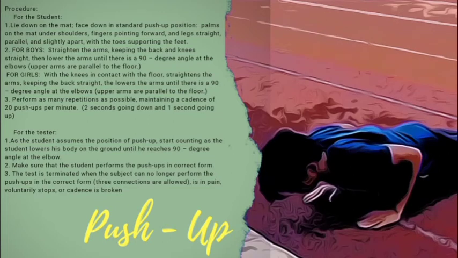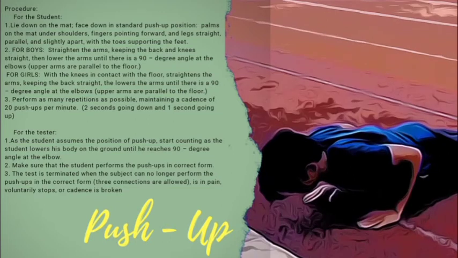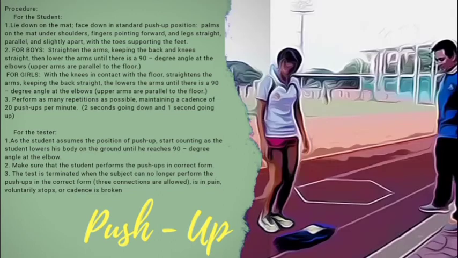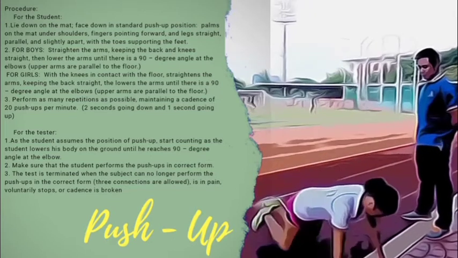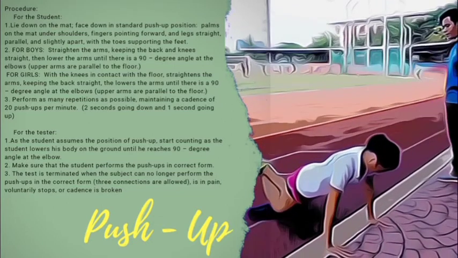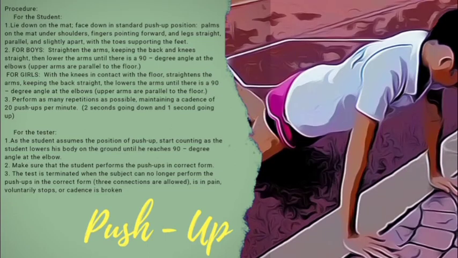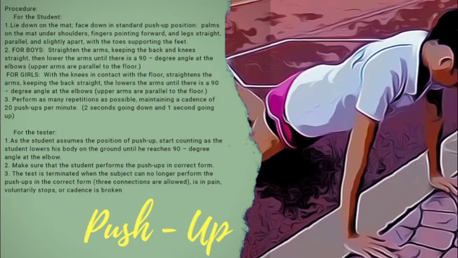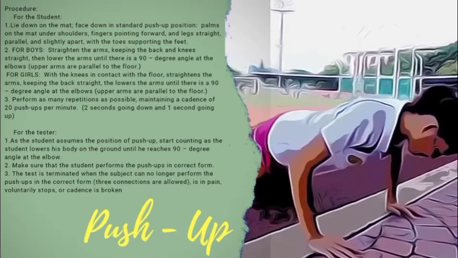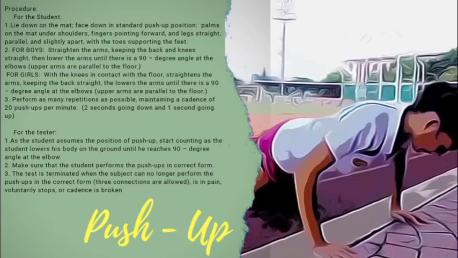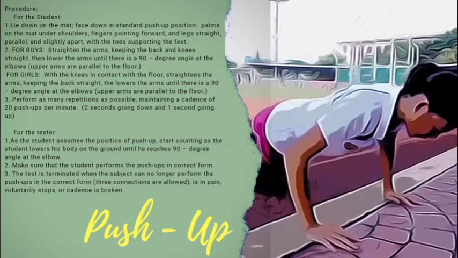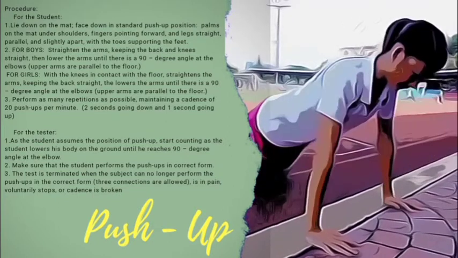Then lower the arms until there is a 90-degree angle at the elbows. Upper arms are parallel to the floor. For girls, with knees in contact with the floor, straighten the arms, keeping the back straight. Then lower the arms until there is a 90-degree angle at the elbows. Upper arms are parallel to the floor. Perform as many repetitions as possible, maintaining a cadence of 20 push-ups per minute. 2 seconds going down and 1 second going up.